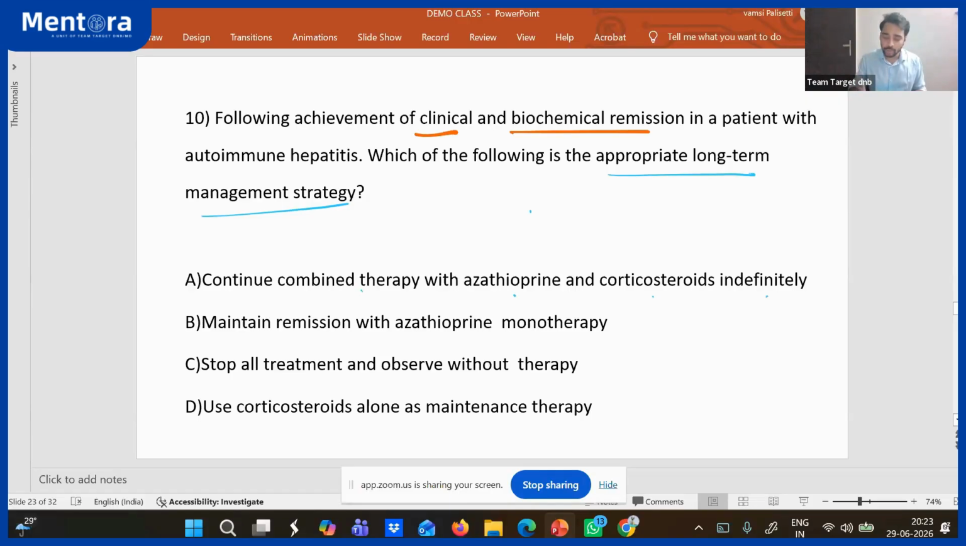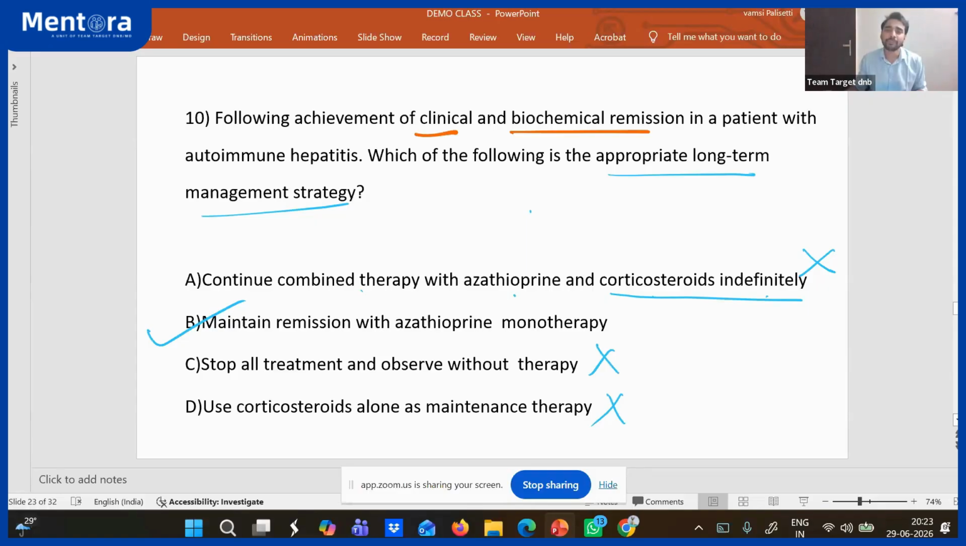In any disease, do you give corticosteroids indefinitely? You will never give corticosteroids indefinitely because they cause bone osteoporosis, so that option is wrong. Using corticosteroids alone as maintenance therapy also cannot be given, because long-term use of corticosteroids can cause osteoporosis, right? Stop treatment because the patient achieved remission? You cannot stop treatment because it's an autoimmune process. And the only option is remission with azathioprine monotherapy.